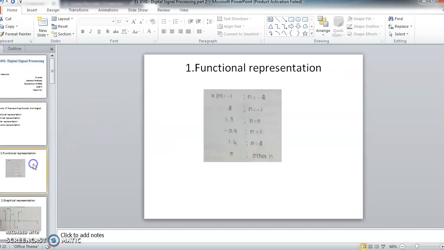One is functional representation. In functional representation the signal is represented in a sequence manner like this: x of n equal to, for example, we can consider one signal represented as x of n equal to minus n, then n equal to 2. These are variables, so we can make use of any values, and this is also true for n. So this is the functional representation.